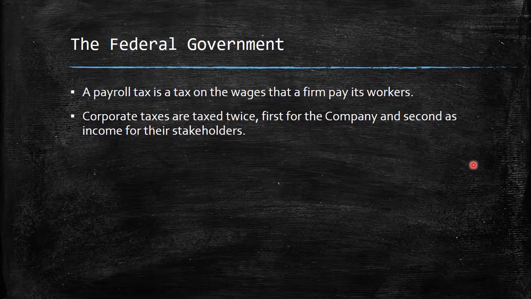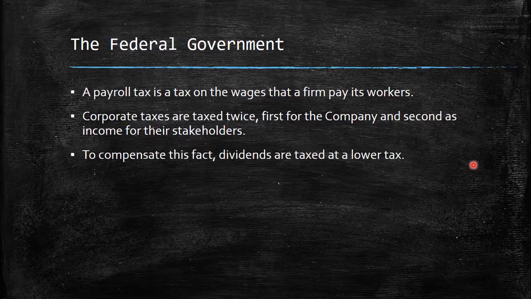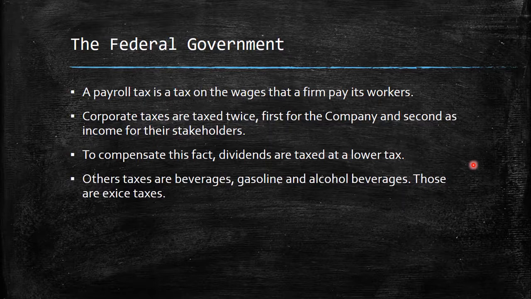It means people who own shares need to pay a tax on these dividends. So for this reason we say that this tax is twice. But in order to compensate for the double taxation in some way, the dividends are taxed at a lower percentage than the previous one. Other kinds of taxes are on beverages, gasoline and alcoholic beverages. Those are other kinds of taxes.